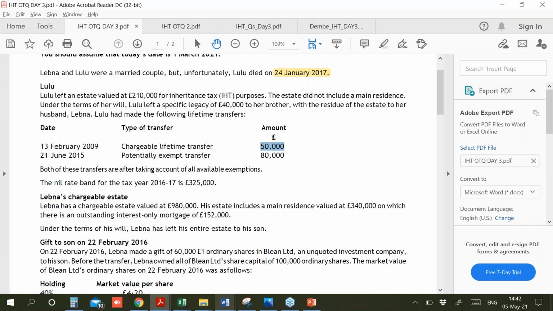So this has been exempt on her death, so it will not use the nil rate band. The only two amounts that would have utilized the nil rate band were the ones that are chargeable on her death. So the gift that she made to her brother must have used the nil rate band, and the potentially exempt transfer that she made on 21st June 2015. Now, guys, I want to ask you a question. What about the rest of the estate of 210? Didn't that utilize her nil rate band? Answer me in yes or no.